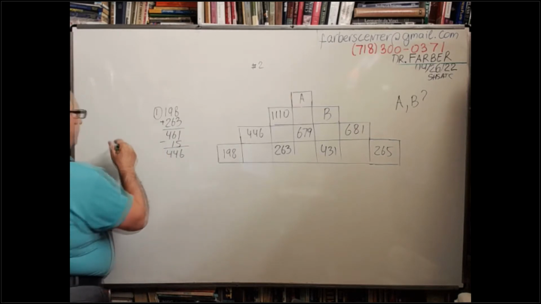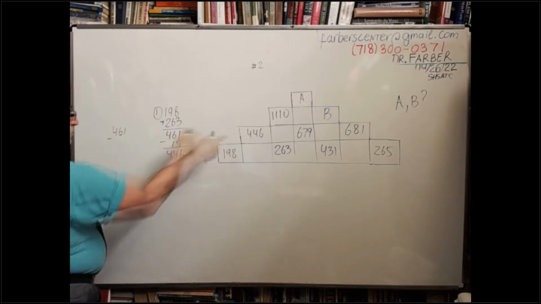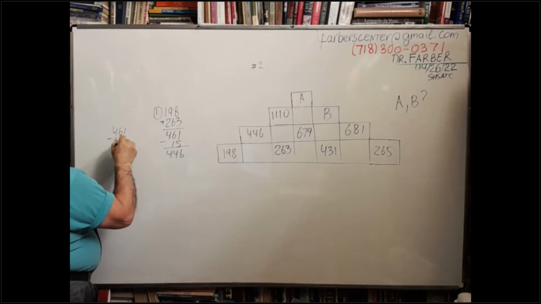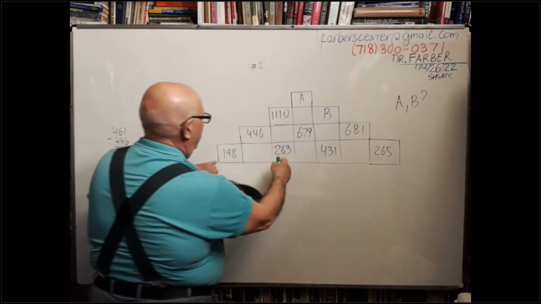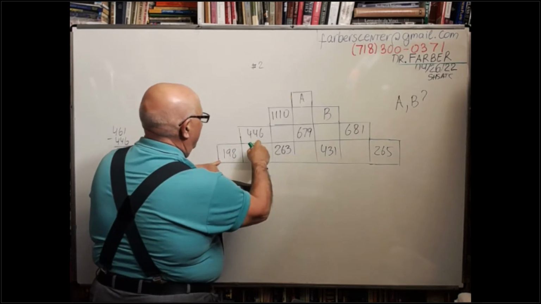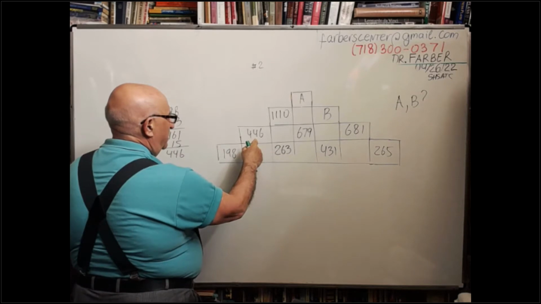You can do it differently. Look at this. 461 minus 446 is 15. I'm looking at how, when I add these two numbers, to get this number. Add them up and subtract 15. Let me try this one.